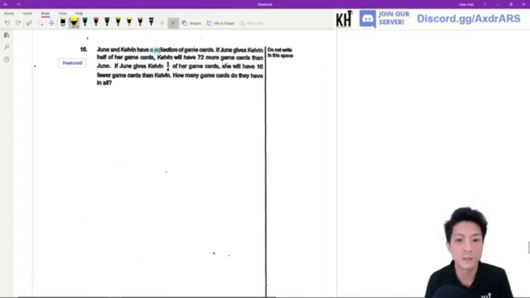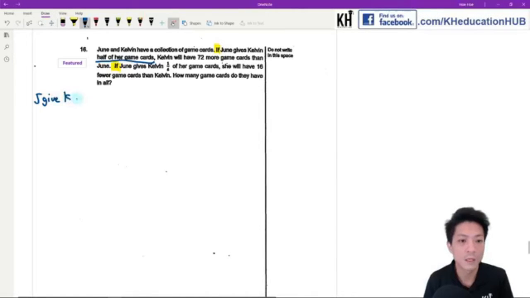Okay, so take note, this is an "if" question, right? Which means that whatever is happening is not real. So we need to first figure out the model for this. I'm going to draw the after model first for J gives. Okay, this is the after model.